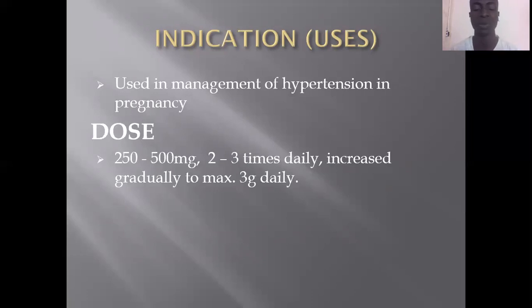So if you see pregnant women, then give them this drug. Methyldopa is a good drug in pregnant women. Dose is 250 to 500 milligrams 2 to 3 times daily. You can increase gradually to 3 milligrams.